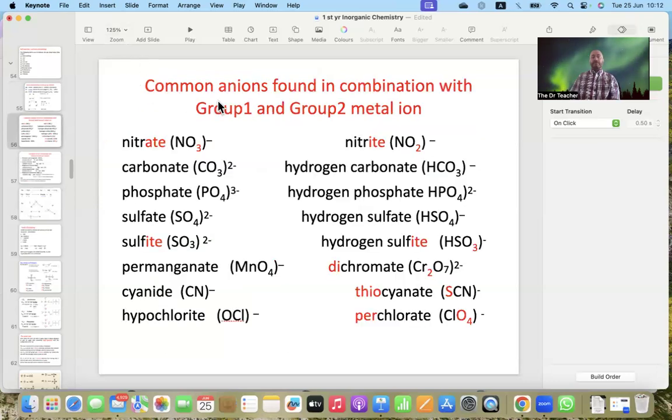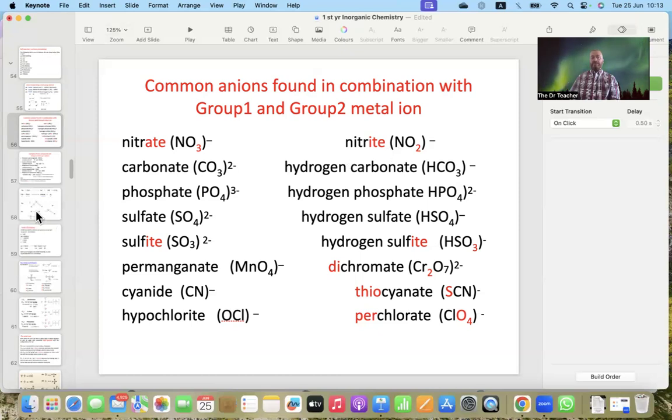Now, common anions found in combination with group 1 and 2 metal ions. We can see in this group nitrate. Nitrate, NO3, is the highest oxygen count with the nitrogen. If I have less oxygen with the nitrogen here, it will be nitrite.